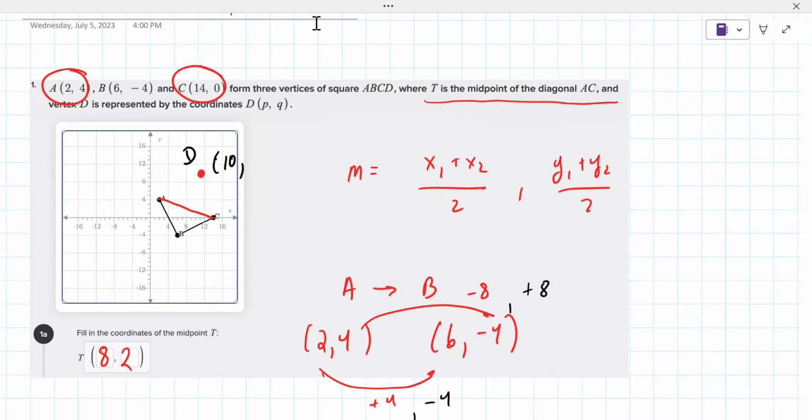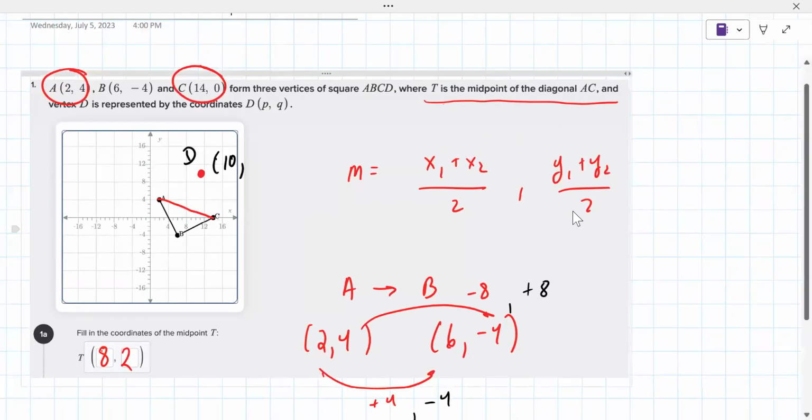Now they're asking for the Y, so then the Y would be 8. This is part C of the question. Yes, you're doing the same thing. You're going to find the Y coordinate where you're going to use this 8. So if 14, 0 is where C is, then plus 8.